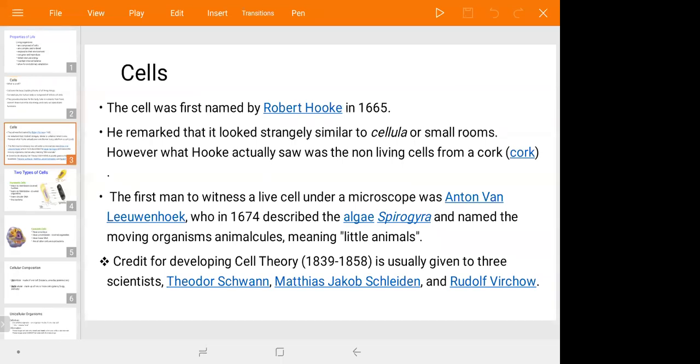By the way, the cell was first named by Robert Hooke, the biologist, in 1665. He observed a tree bark, which quite resembles a small dark room. And he called this small dark room cellula. Cellula is a Latin term. It means a dark room. Cellula in Latin means a small dark room. And from the term cellula, it derived the name cell. So he remarked that it looked strangely similar to cellula, or small dark room.